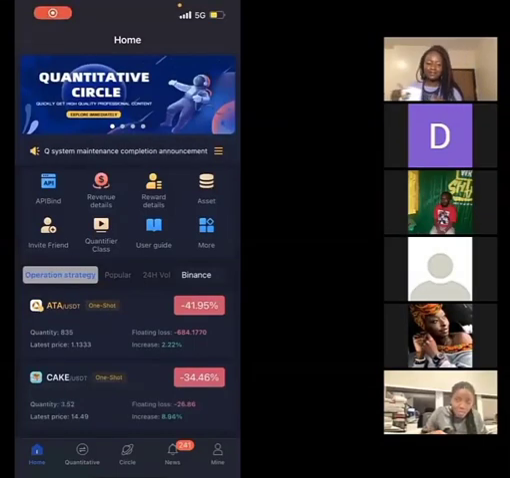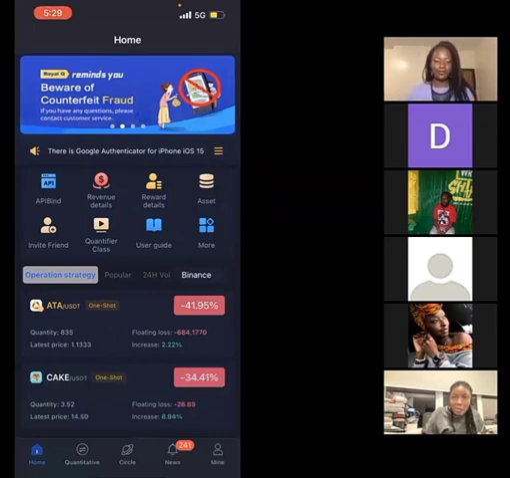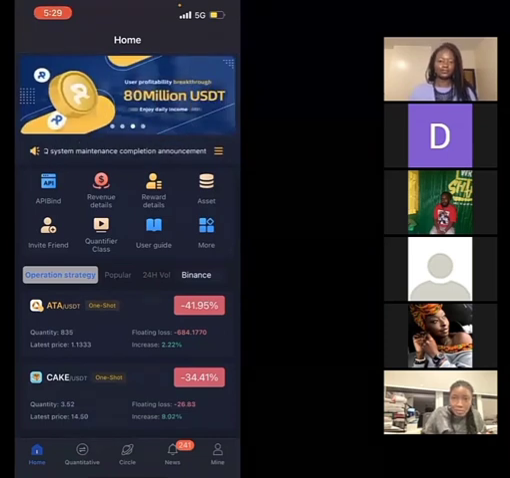So here's a quick tutorial of the Royal Q app. This is the home page right here. In the middle of the screen, you should see a little blue icon that says API. API bind. I'm going to click on that real quick.